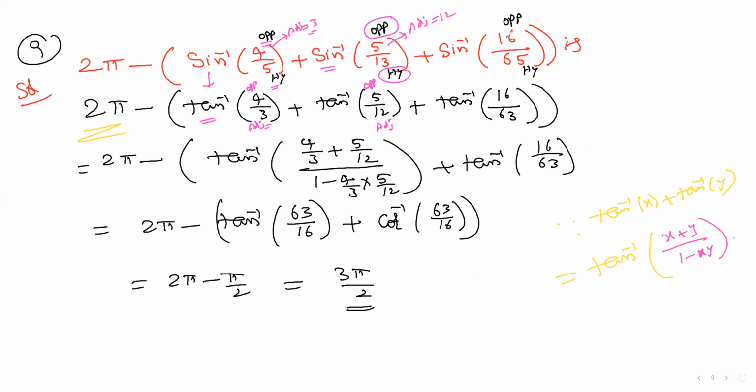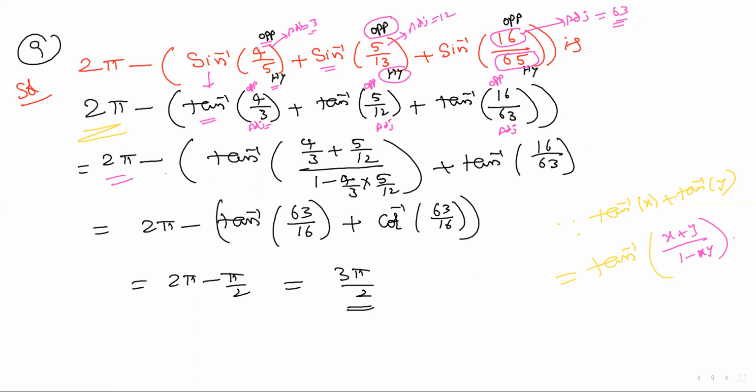Here also same. What is the sin inverse of opposite side by hypotenuse? Opposite side is 16, hypotenuse is 65. So here the adjacent side, according to Pythagoras rule, is 63. So tan inverse of what is the formula? Opposite side by adjacent side. 16 by 63 here, right? The opposite side is 16, the adjacent side is 63.